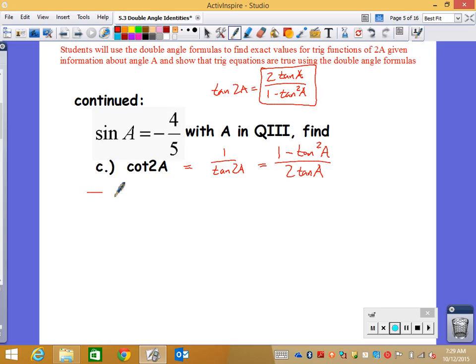Now we're going to use the same picture. This is a, -4, -3, and 5. So substituting in tangent of a now, my identity becomes 1 minus, well, the tangent of a squared. Tangent of a is -4 over -3, so we get a positive 4 over 3 squared. My negatives cancel there. Divided by 2 times the tangent of a. Tangent of a is 4 over 3 again.